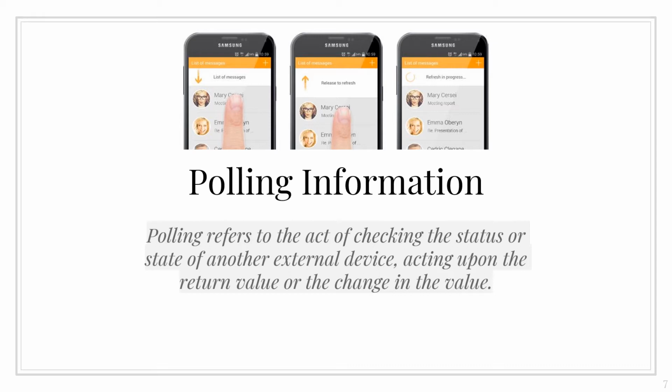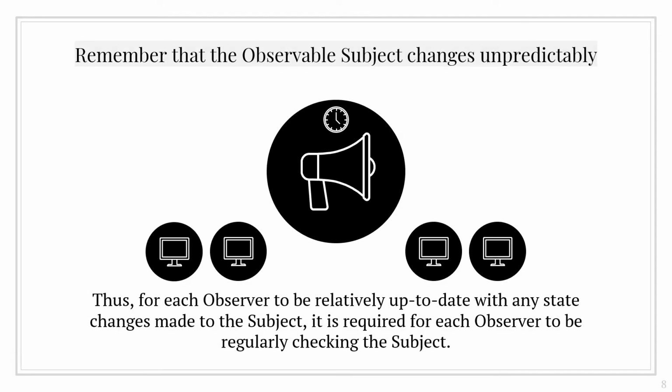There is, however, a caveat to this. Remember that the observable subject changes unpredictably. Thus, for each observer to be relatively up to date with any state changes made to the subject, it's required for each observer to be regularly checking the subject. You don't necessarily know when an update will occur. In our scoreboard example, if it's important for you to know who's winning at any time, say you made a bet with your dad, you would have to constantly be looking at the scoreboard so you will know, pretty much always, who is in the lead.